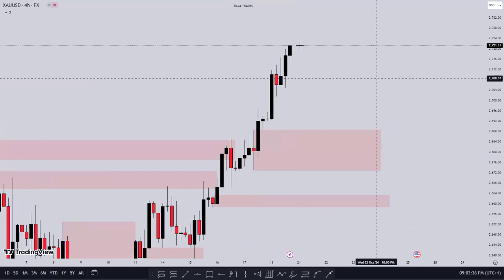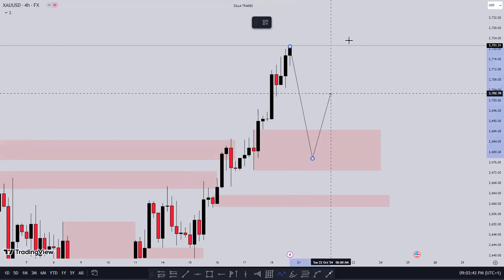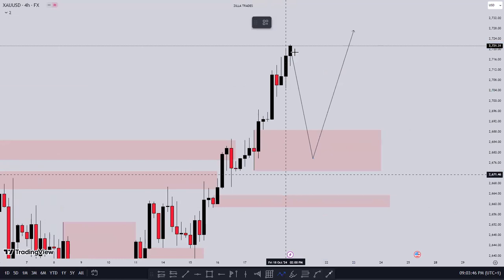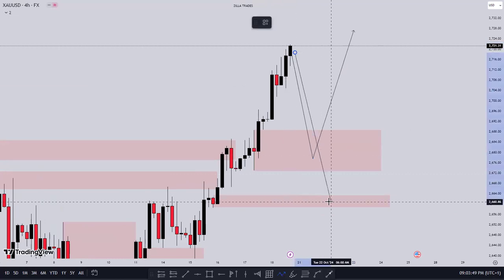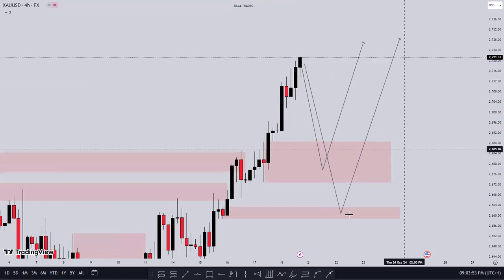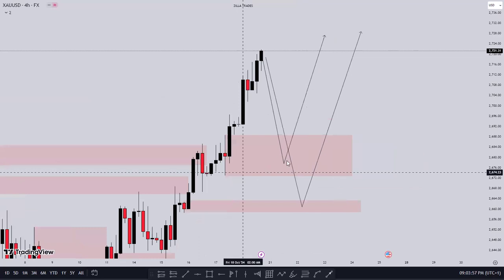Right. So now it's two ways for gold at the moment. Either gold comes down to mitigate from this flip zone here, one, or it comes down to mitigate from this flip zone down here to buy. Right? That's what you're going to be doing. But before we even take any trade, we'll confirm our entries on the lower time frame.